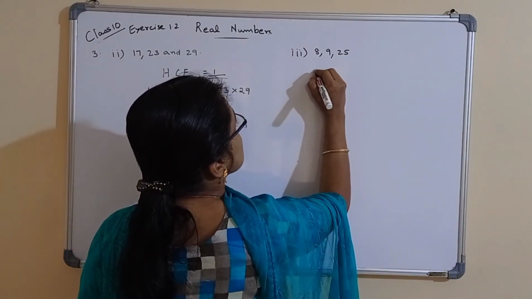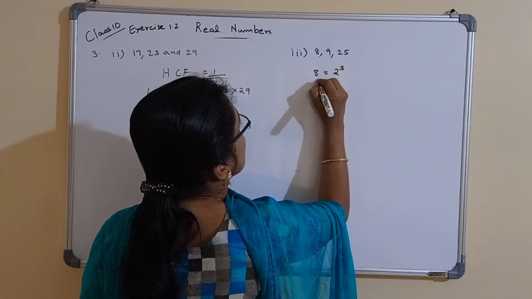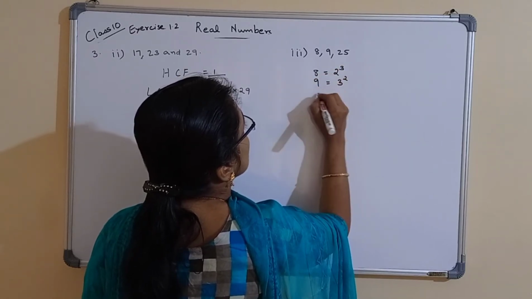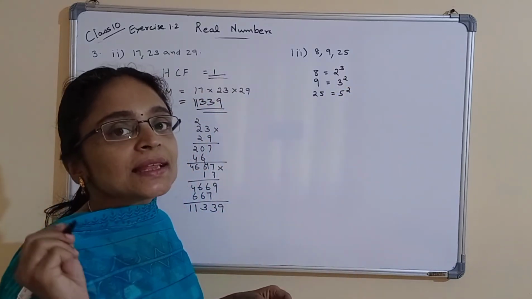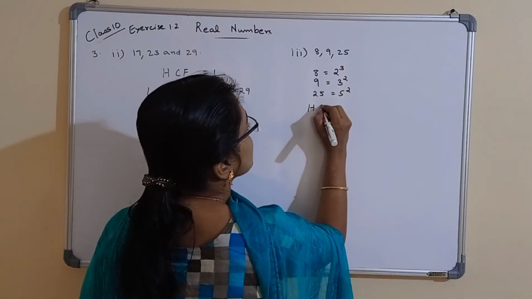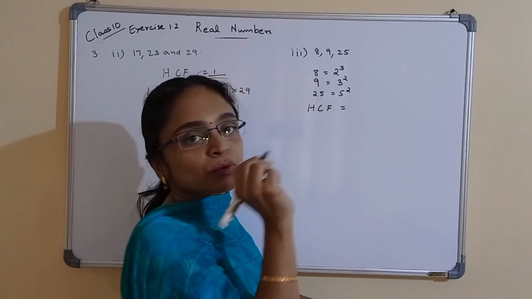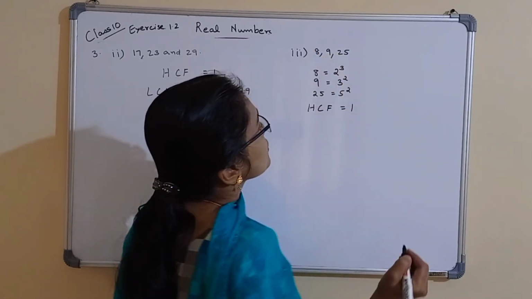8 can be written as 2 cube. 9 can be written as 3 square. 25 can be written as 5 square. So what is the HCF? There is no factor other than 1 which is common to all these numbers, which means HCF equal to 1.